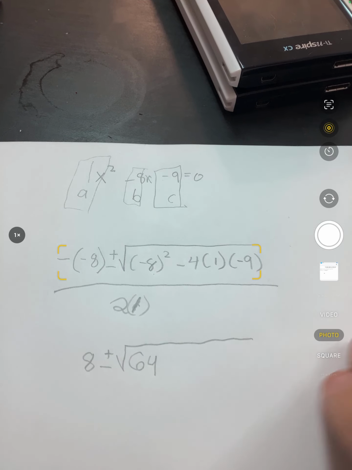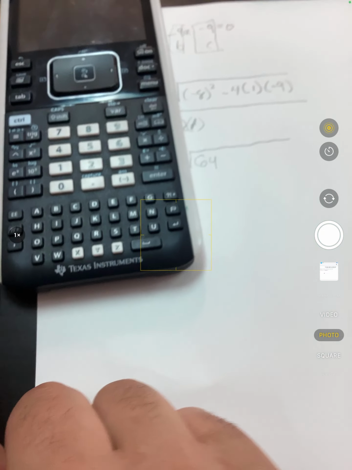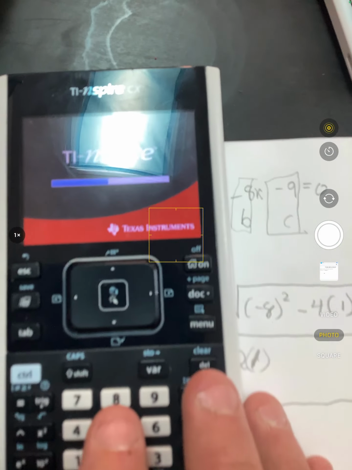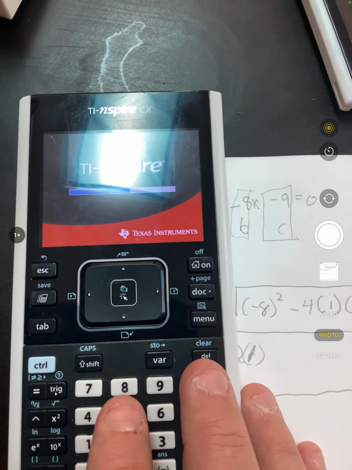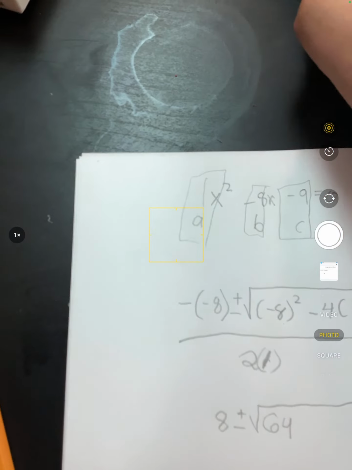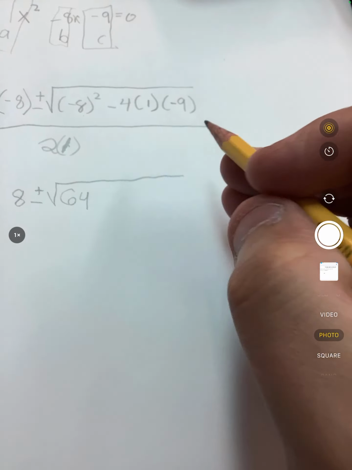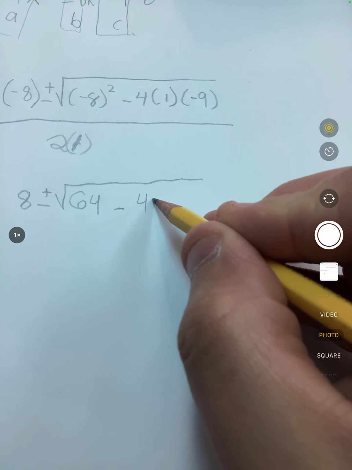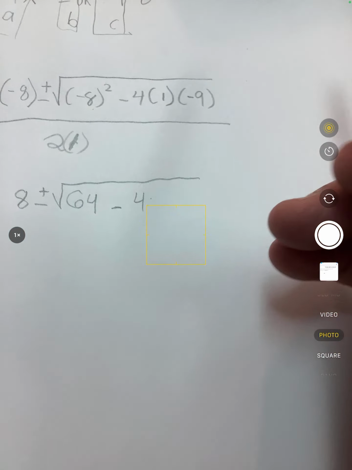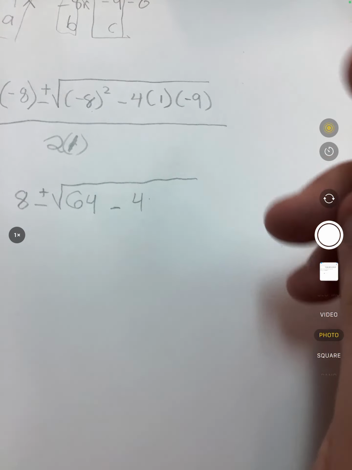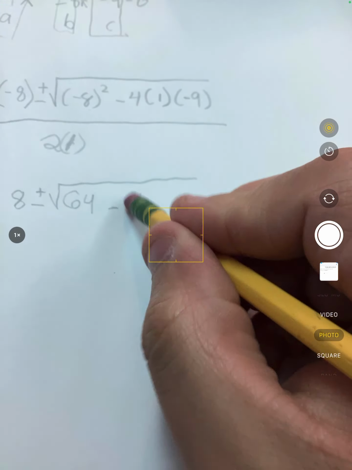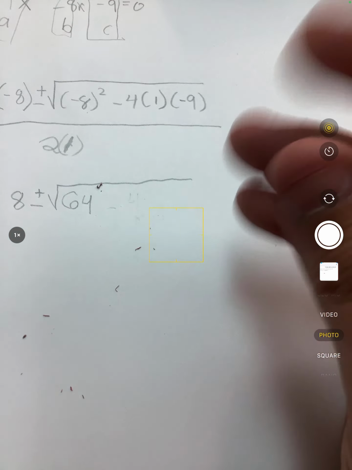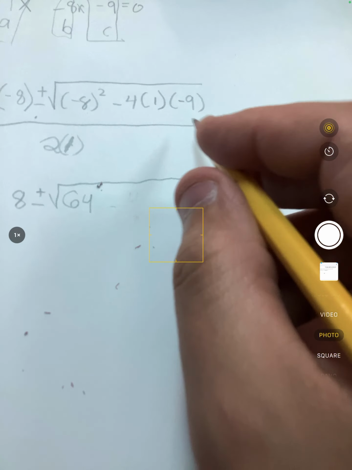And if you're not sure about that, you can grab your calculator if you'd like. It's going to take a second to turn on, but we can do that. Yeah, it's going to take a second. You can just take my word for it, that 8 squared is 64, minus 4 times 1 times negative 9. Hang on, negative 4 times negative 9, that is positive 36. So I get negative 4 times negative 9.